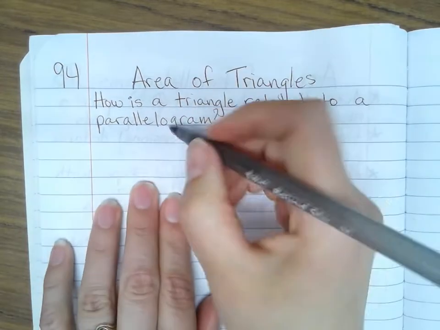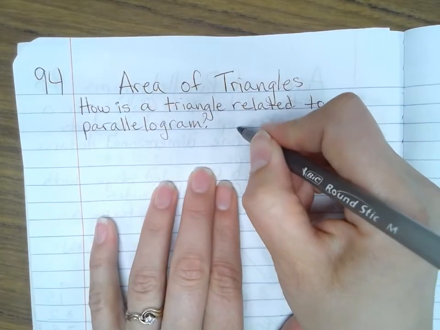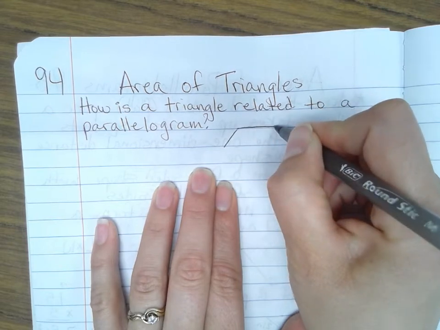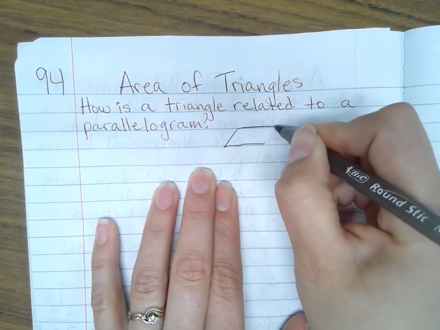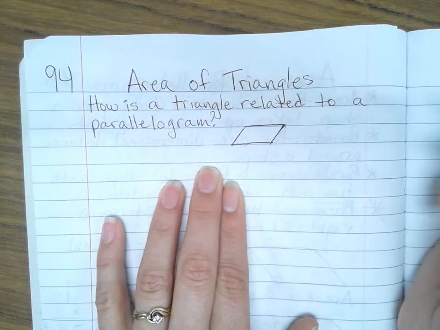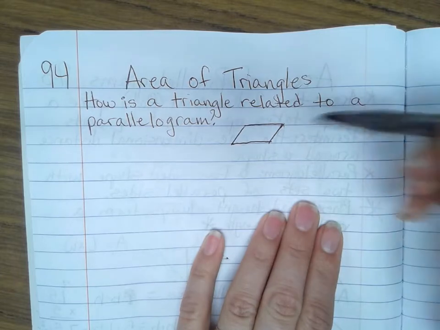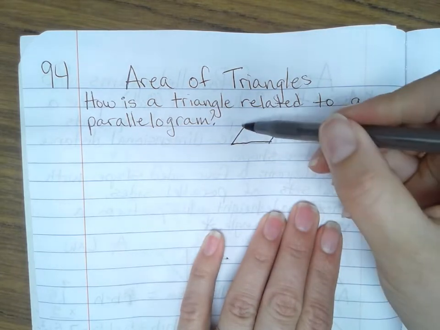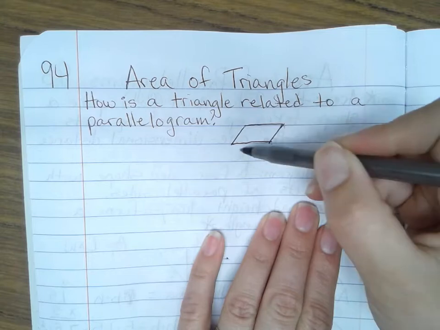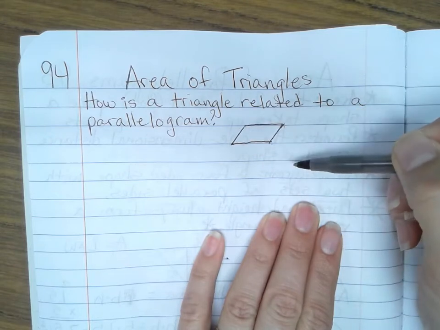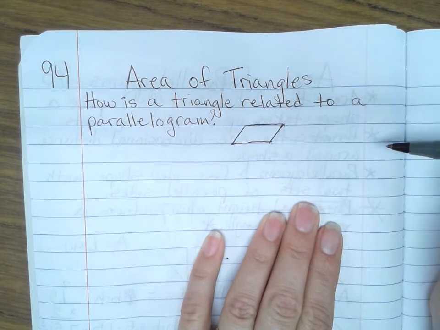Alright, let's draw a parallelogram so we can kind of compare here. So if I draw this parallelogram, how can I turn that into a triangle? I could cut it this way. I could cut it this way. If I cut it anywhere else, I'm going to have 4 sides. So a triangle has 3 sides and a parallelogram has 4.